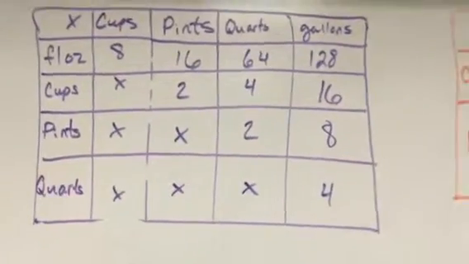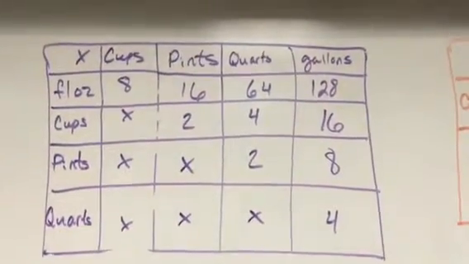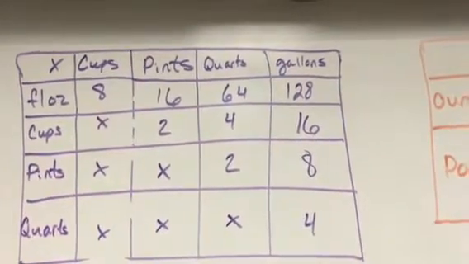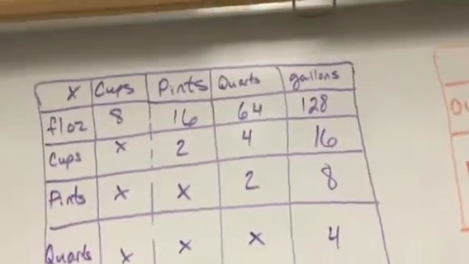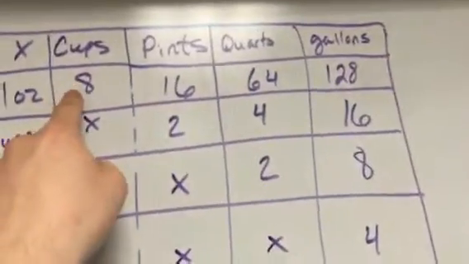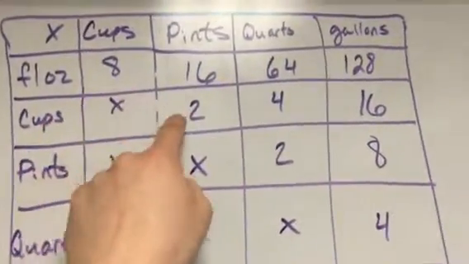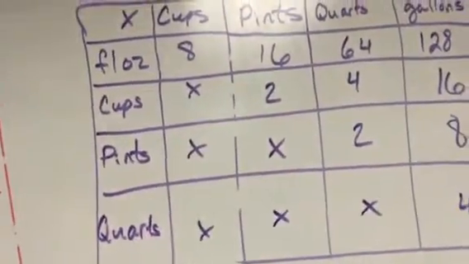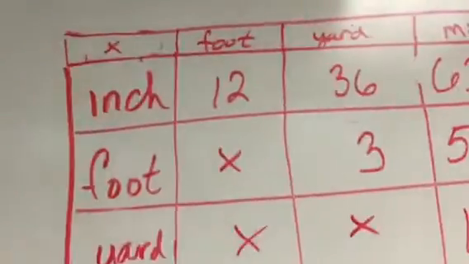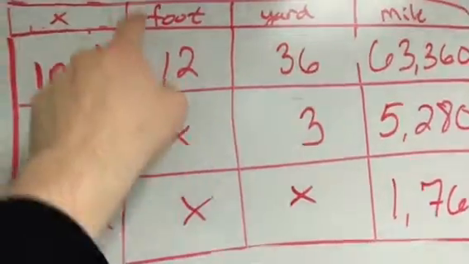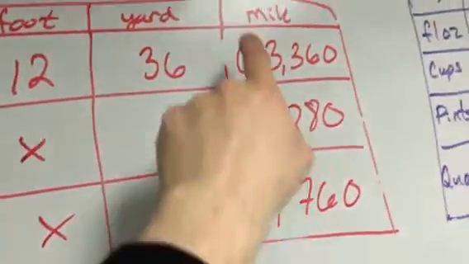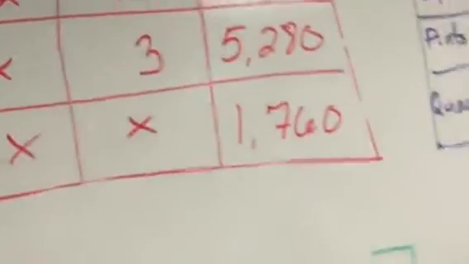8 fluid ounces in a cup, 2 cups in a pint, 2 pints in a quart, and 4 quarts in a gallon. So if you look at this row right here, this diagonal from here to here to here to there, if you can remember that, you can do any of the calculations. Same thing back in distance. If you can remember 12 inches in a foot, 3 feet in a yard, and 1,760 yards in a mile, you can probably do all the calculations you need.